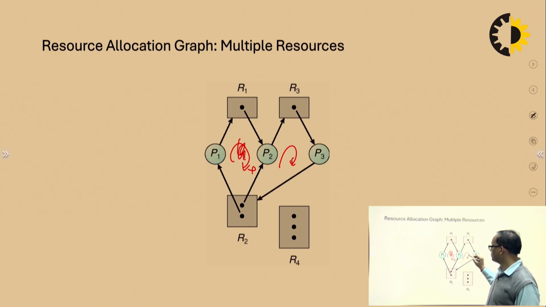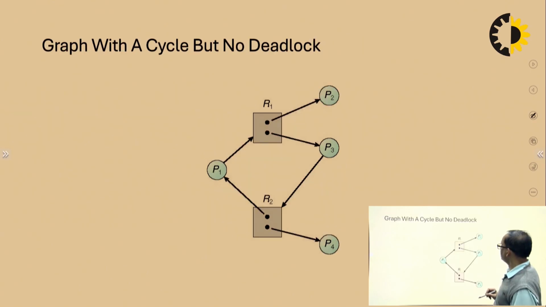Cycle is formed in this particular region, and R3 is single instance, and both instances of R2 are allocated. So this is a cycle, and since no instance is available, this is a deadlock situation. But this is another resource allocation graph.